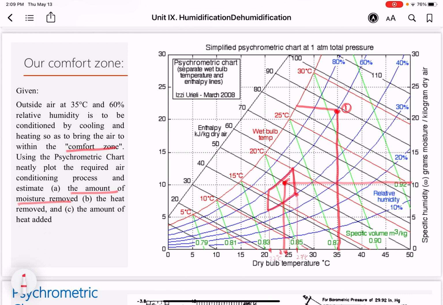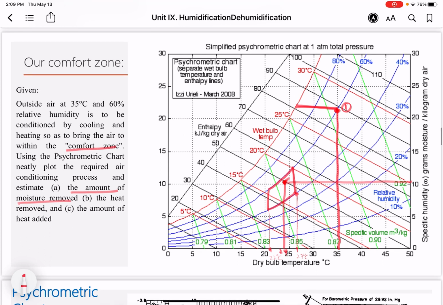Kasi although nasa 60, so nasa boundary ka, and your aim is to go to this point at 24 degrees. So this is point 1, you project it to your 100% saturation. Then if I am to project this, so ito yung point 2 ko, this is your point 2, and then this is your point 3 here. Okay. The difference between this point and this point is actually your moisture removal. Itong length na to. This is actually your moisture removal.